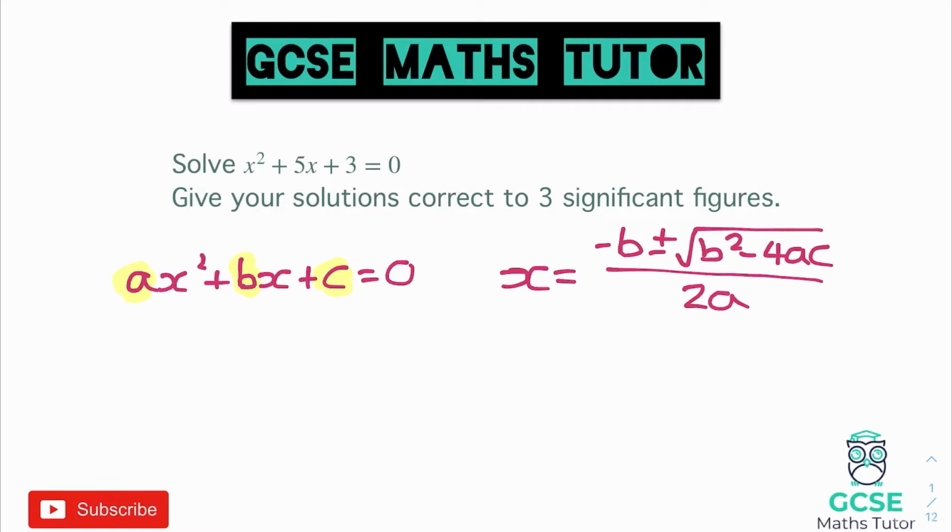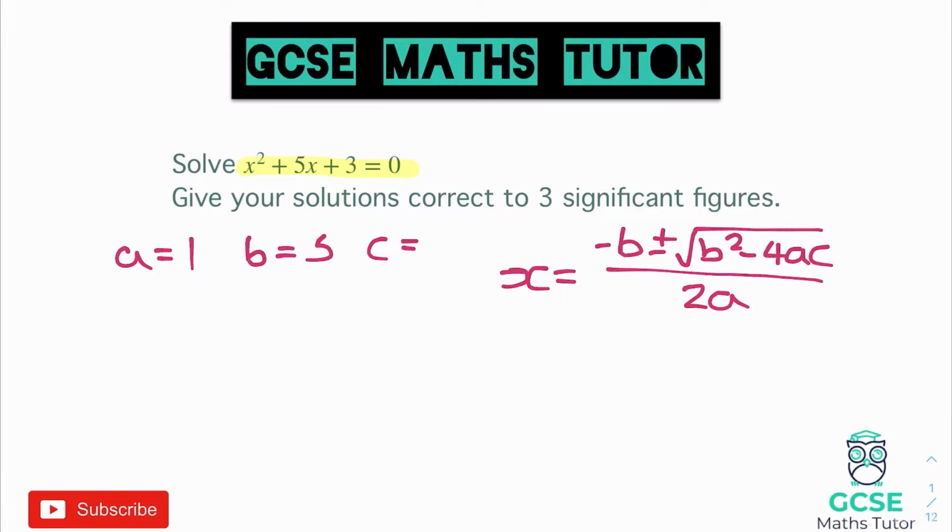So let's have a look at actually solving this question then, and we'll pick out our values of a, b and c, and let's have a look. So for this quadratic that we have here, x squared plus 5x plus 3 equals 0, the number in front of x squared obviously isn't written, and that means that a is equal to 1, it's a 1x squared. The number in front of x there is positive 5, so I'll just write b equals 5, and the number at the end is the 3, so c equals 3.